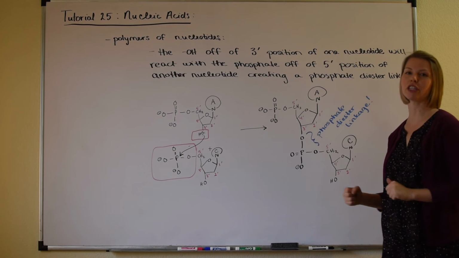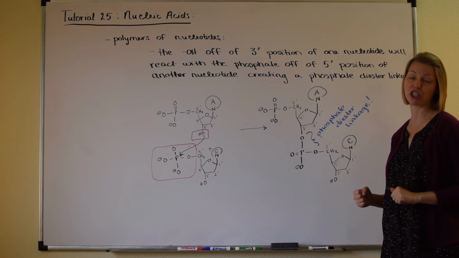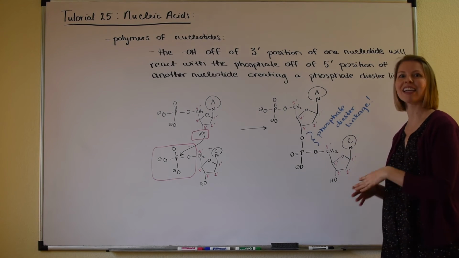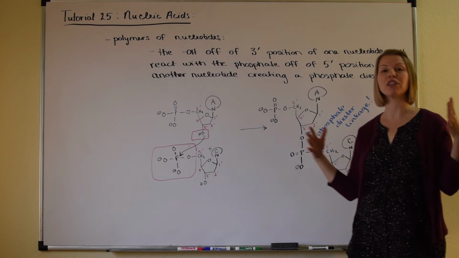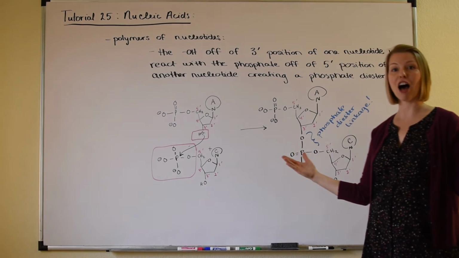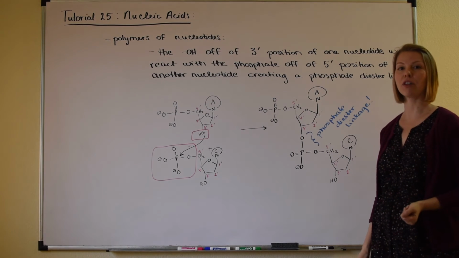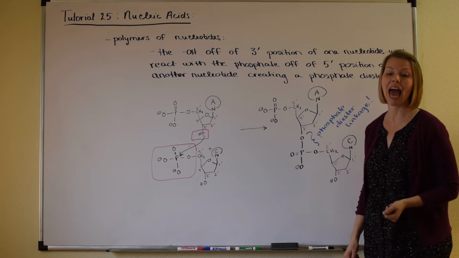with another nucleotide, the phosphate off of the 5' position of another nucleotide, and then we'd get a trinucleotide, and so on. We'd end up with these very long chains of nucleotides. We'd end up with a polynucleotide, or another word for that is a nucleic acid.